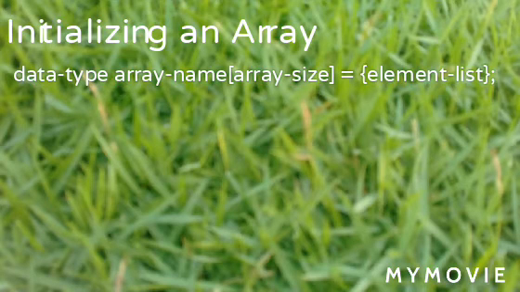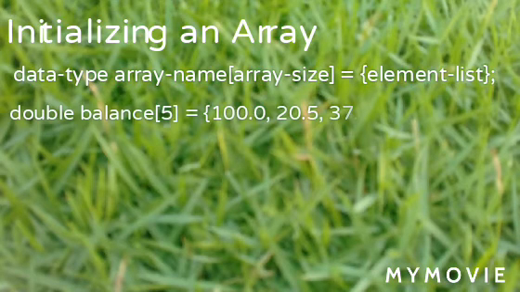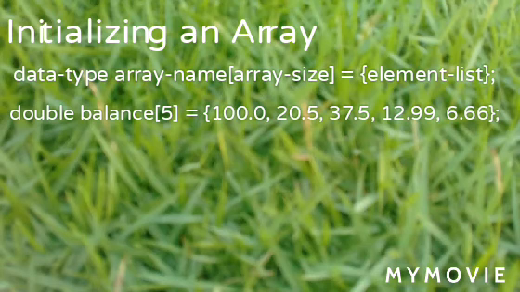For example, double balance, then enclosed with square brackets is 5. Then the assignment operator equal, then enclosed in the curly braces are 100.0, comma 20.5, comma 37.5, comma 12.99, comma 6.66. Don't forget the semicolon.